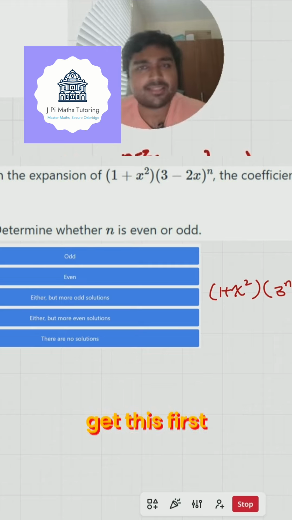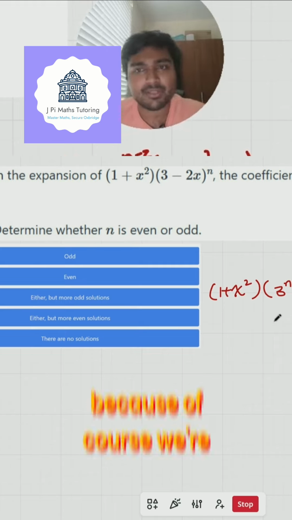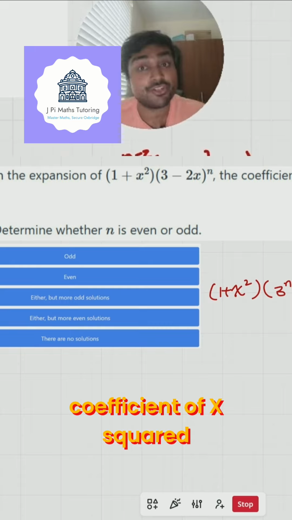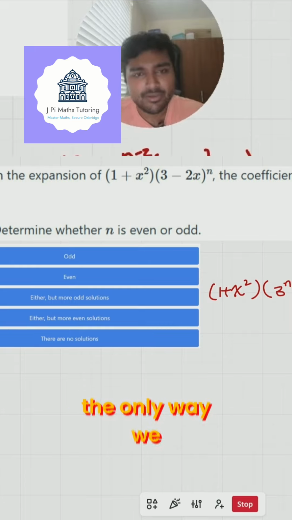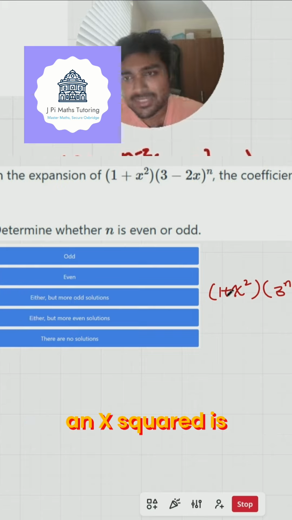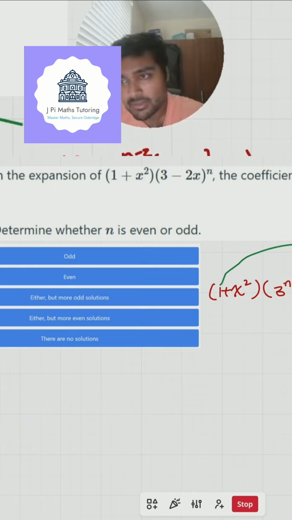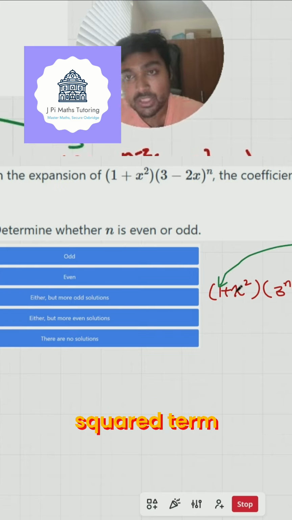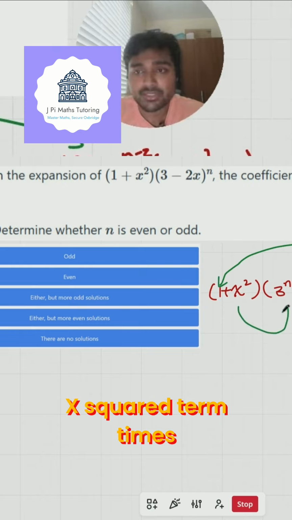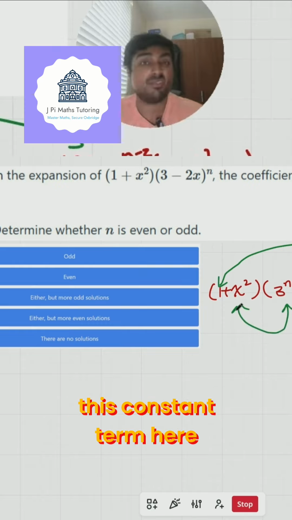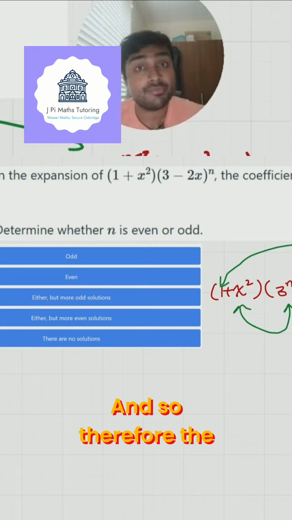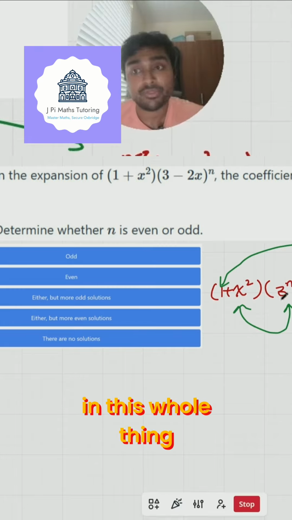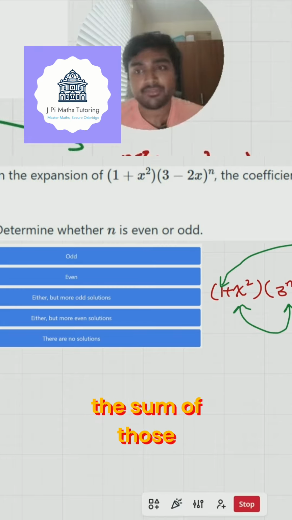But in fact, I only need to get up to this third term here, because of course we're only interested in the coefficient of x squared when I multiply these two brackets together. Hopefully it's pretty clear the only way we can get an x squared is either by doing this 1 multiplied by this x squared term, or by doing this x squared term times this constant term here. Those are the only two ways when we multiply these two brackets together we can get x squared. And so therefore the coefficient of x squared in this whole thing, when I expand it, is just going to be the sum of those two numbers.